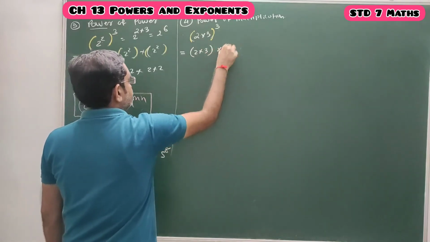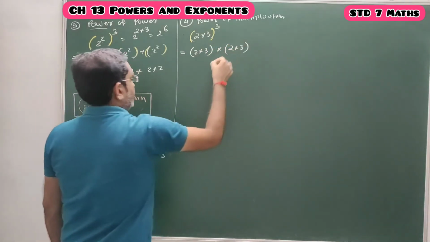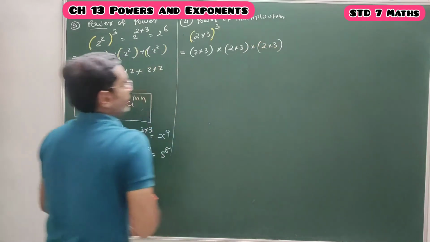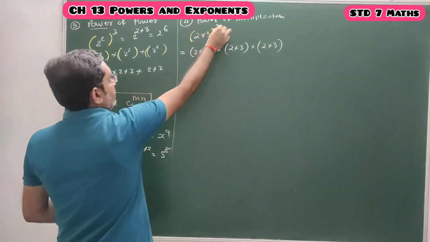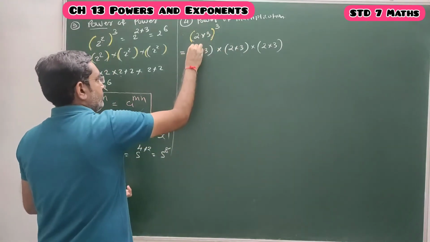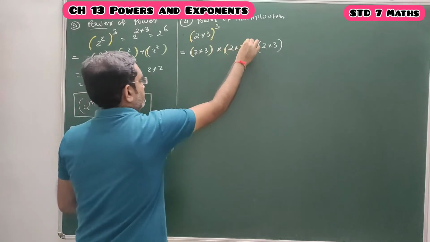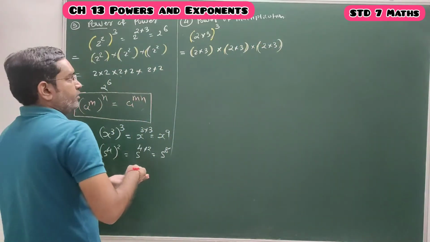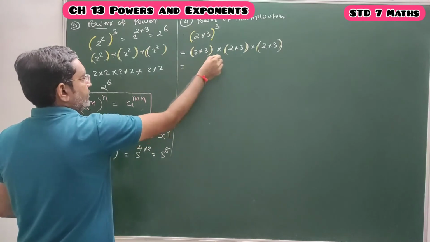First time, 2 into 3. Second time, 2 into 3. Third time. And here the power is 3. So you have to repeat the multiplication of this bracket 3 times. So this is 3 times multiplication. Done. Now open this bracket or write this number directly.